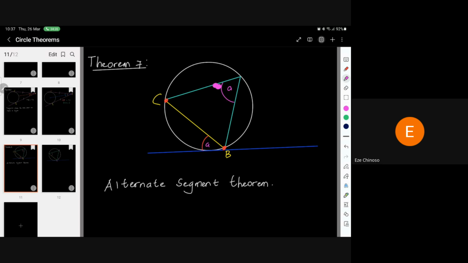This angle is in the major segment, this one is in the minor segment. And not just in the minor segment, there is a tangent that forms an angle with that very chord. That is why we call it the alternate segment theorem. And the angles in the alternate segment are equal, right? The diagram can come in different ways.